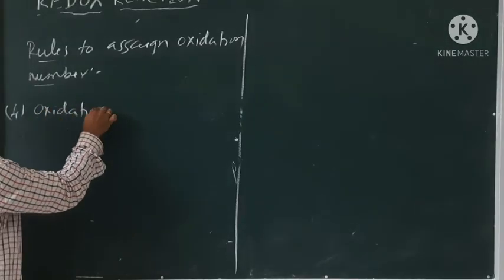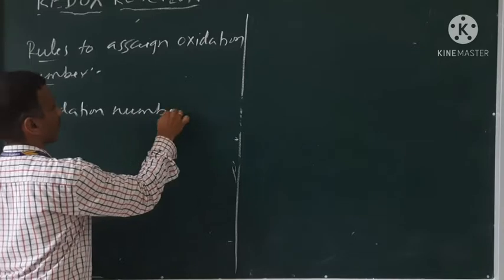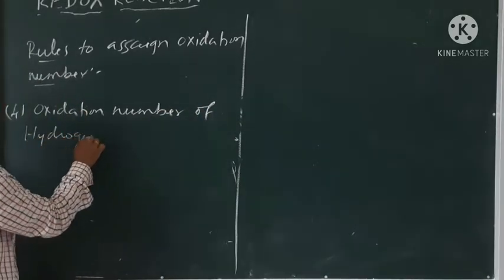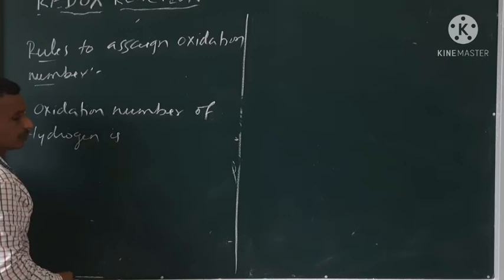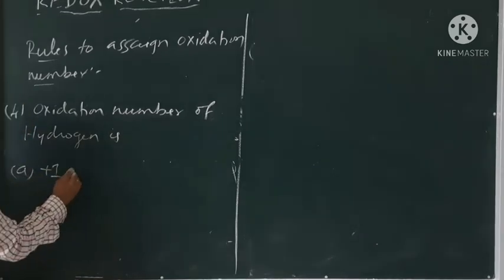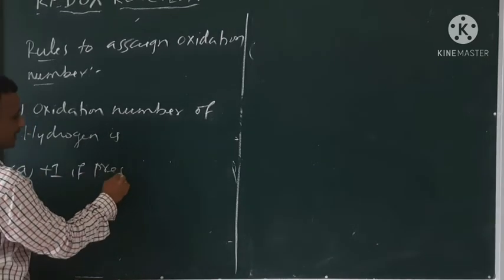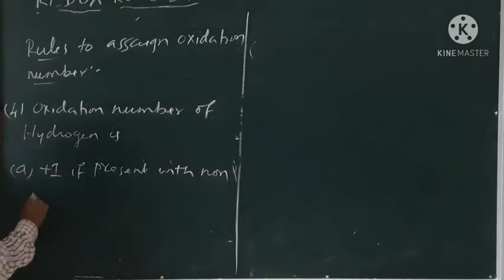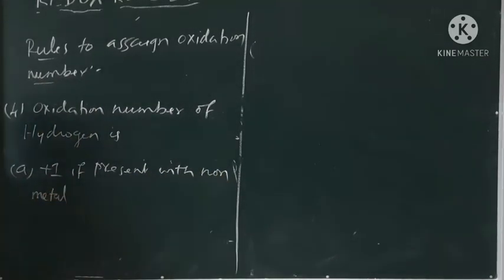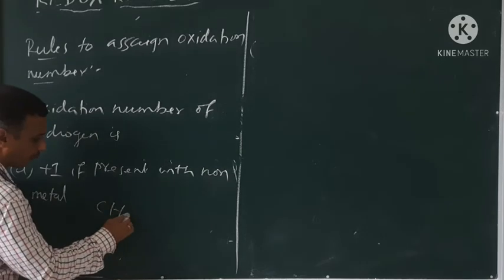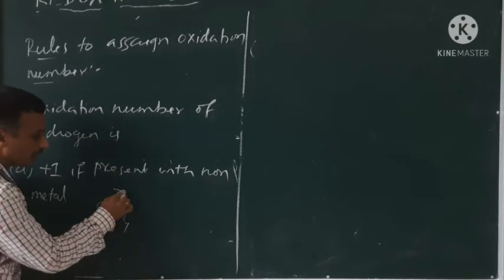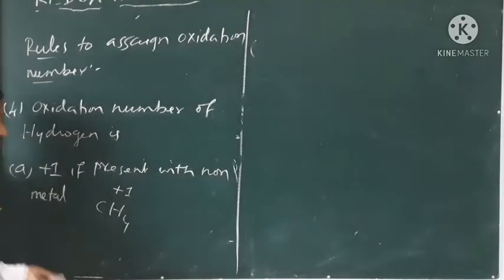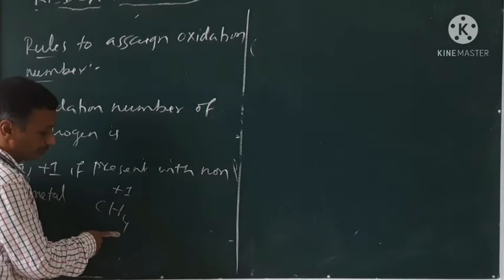Oxidation number of hydrogen is plus 1 if present with non-metal. See here, CH4. Here for all the hydrogen is plus 1 only. All the 4 hydrogen plus 1 only means plus 1 into 4, plus 4.